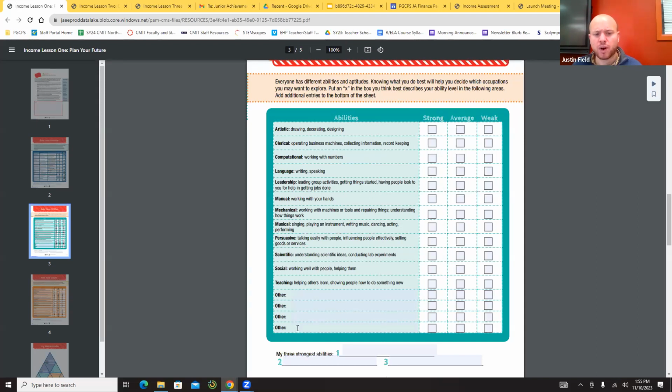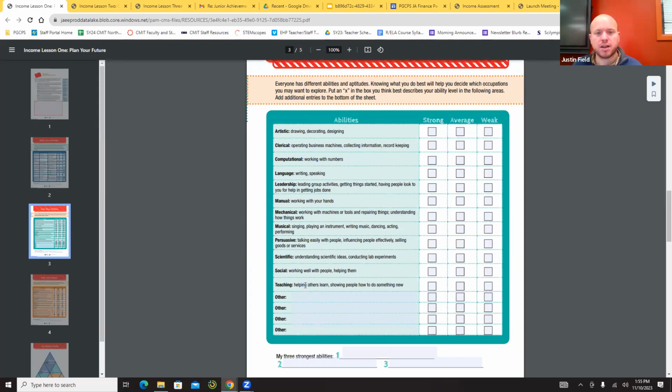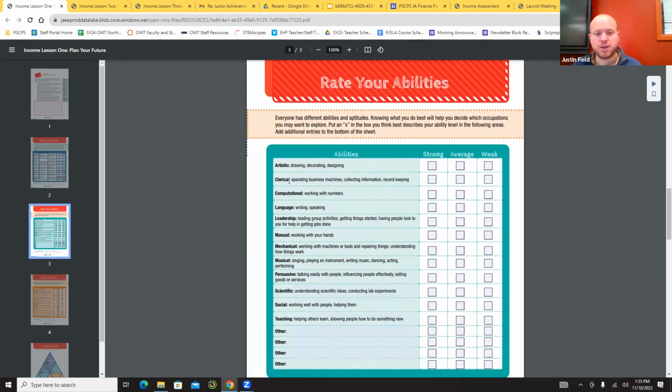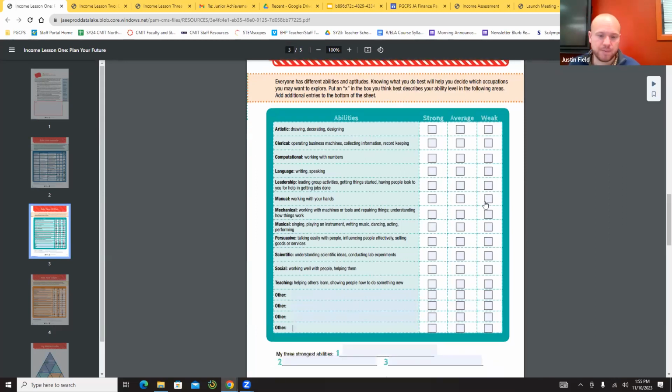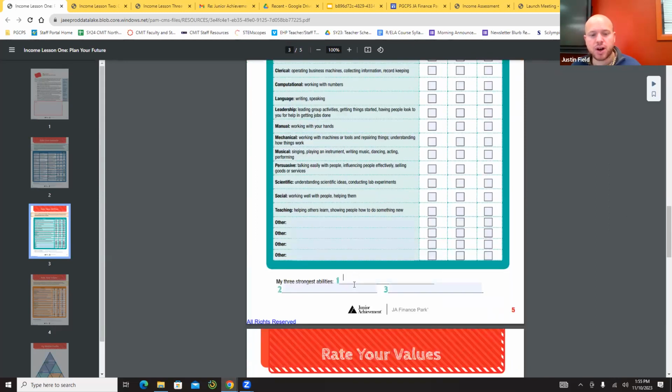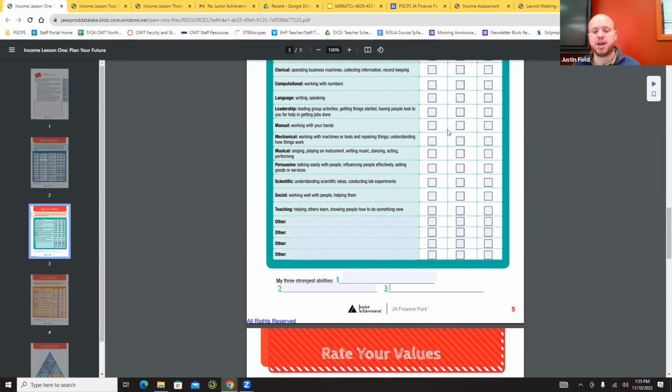So you can add 4 other abilities that you have outside of the ones you see here. And check off whether that's a strong ability for you, average, or whether you're weak in that area currently. And then list your 3 strongest abilities at the bottom of the page. Pause the video, complete this page, and click play.